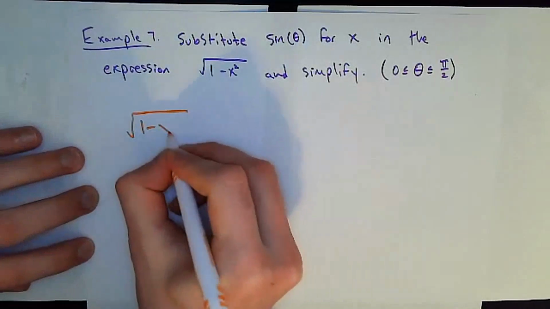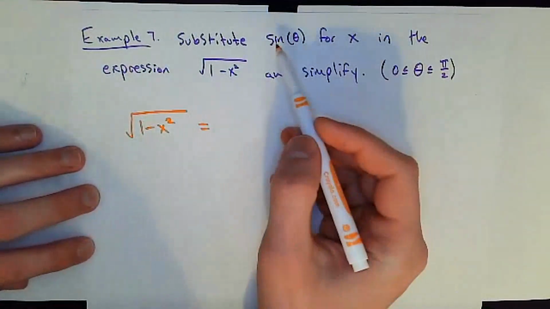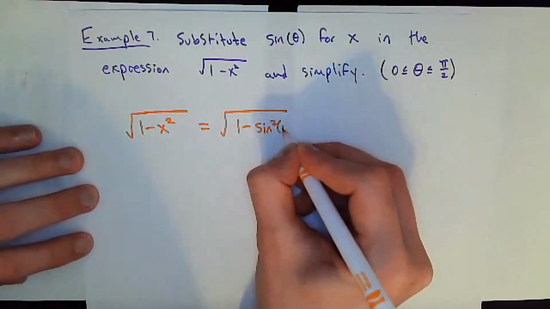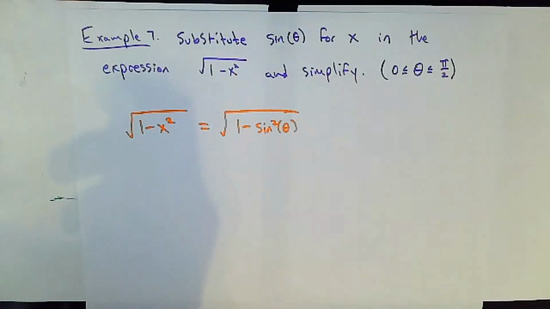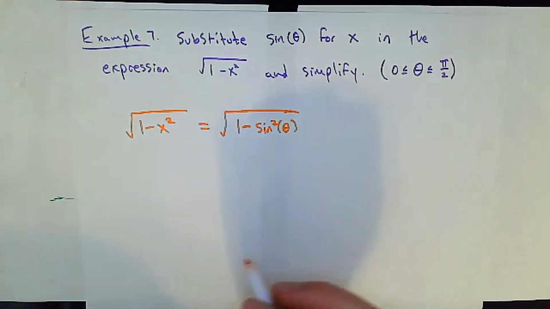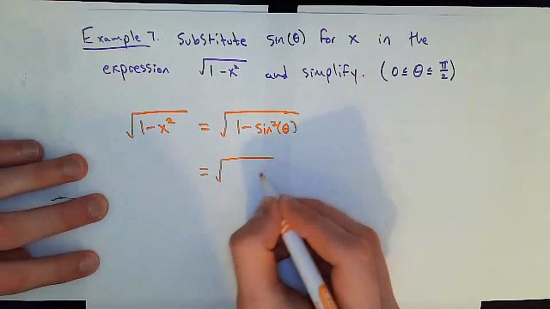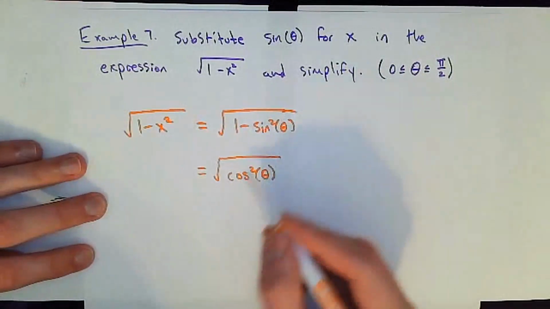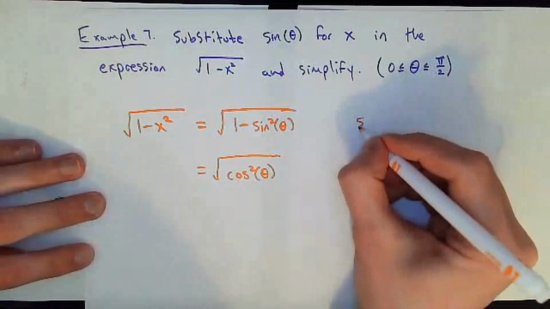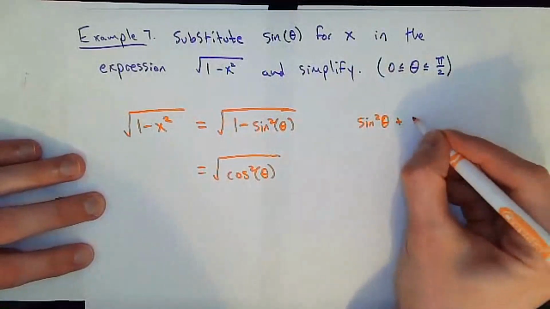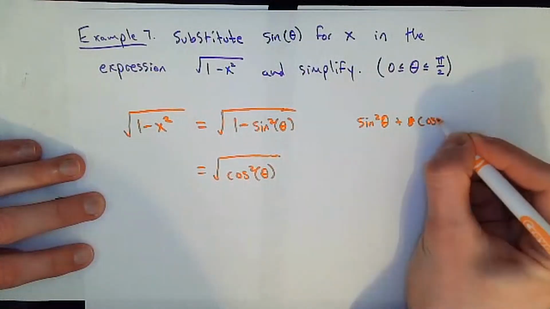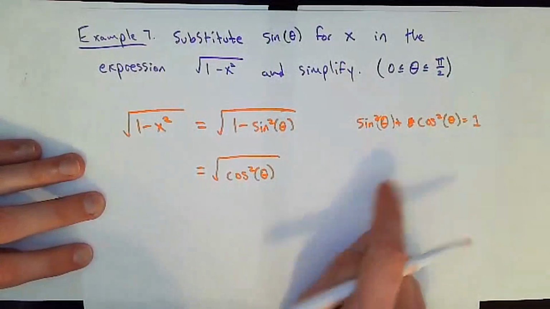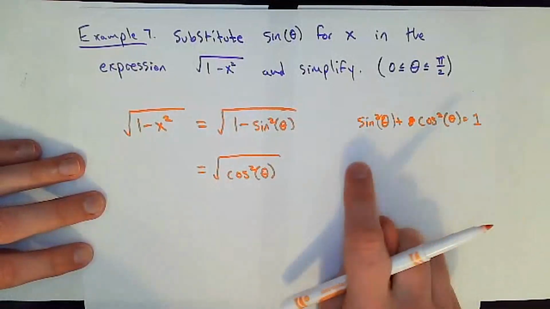Okay, so 1 minus x squared, it tells us straight up what to do. It tells us to plug in sine theta for x. So I'm going to have 1 minus sine squared of theta. But I know that by my Pythagorean identity, that's the same as just cosine squared of theta. I've used that several times today, this manipulation of the Pythagorean identity, just by subtracting sine squared over, I see that cosine squared is equal to 1 minus sine squared.